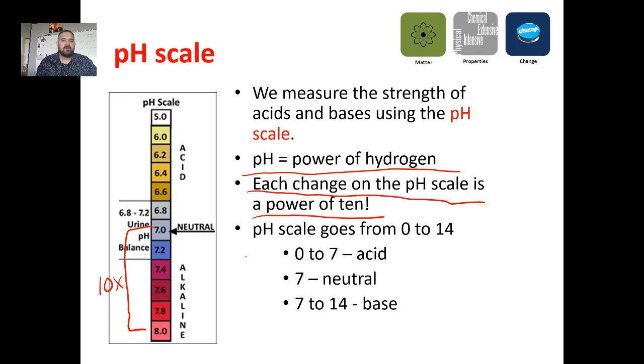You already know that 0 to 7 is acidic. You don't need to write this. 7 is neutral, and then 7 to 14 is your bases. All right, let's keep going.